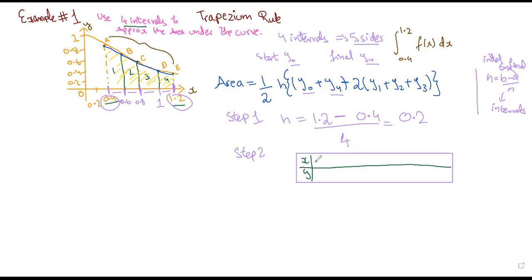Now your x naught, or first x, but what is our x naught? 1.2. This is our x naught. Oh, 0.4, and this is our x4. Okay, so x naught is 0.4. Very good. Then x1 would be 0.6. Then x2 is 0.8, then 1, very good. Then 1.2.